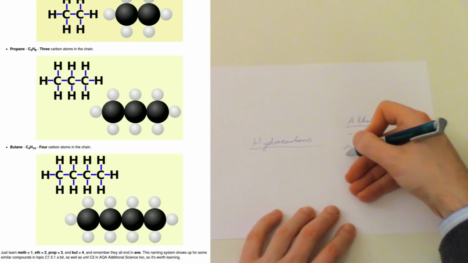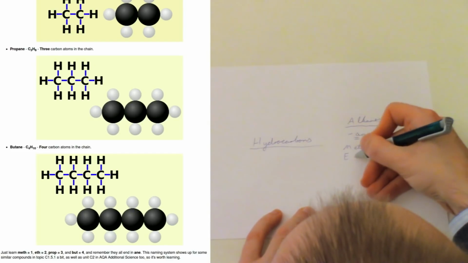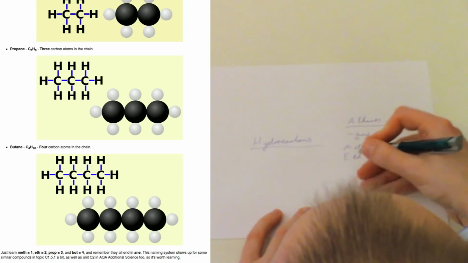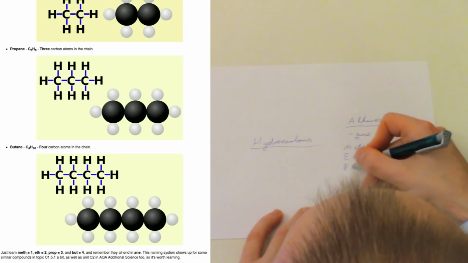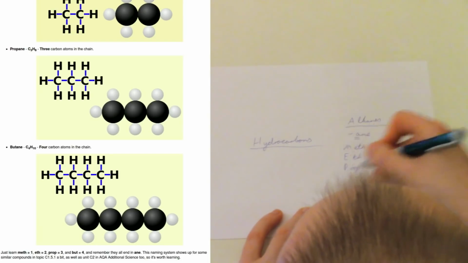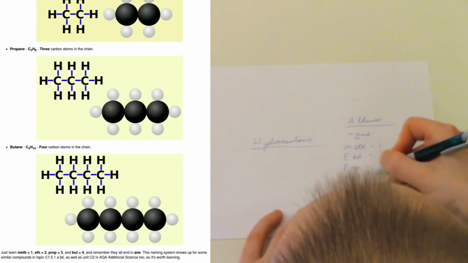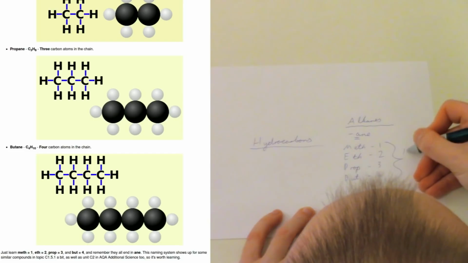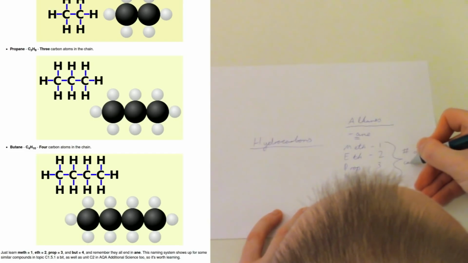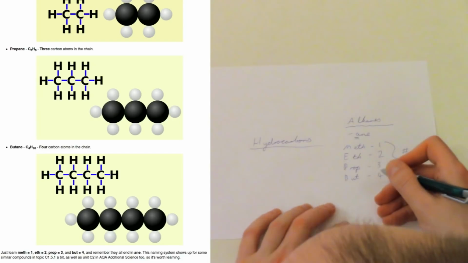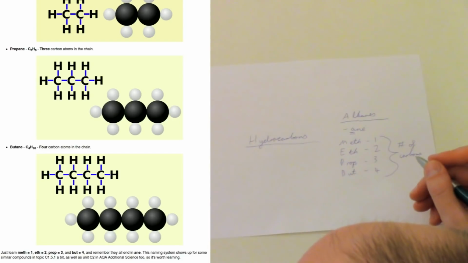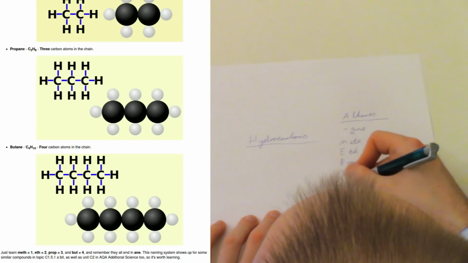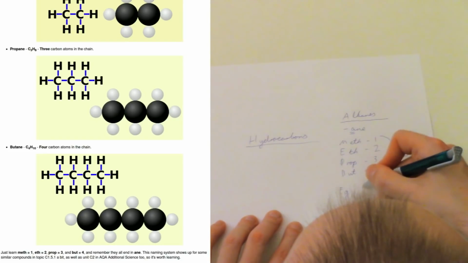So methane has 1 carbon in its chain, and then ethane has 2 carbons in the chain. Propane has 3 and butane has 4. So this is the number of carbons. I know that the chains are all pretty similar, so what I'm going to do is just draw one of these as an example. And the one which I'm going to draw is ethane. So e.g. ethane.